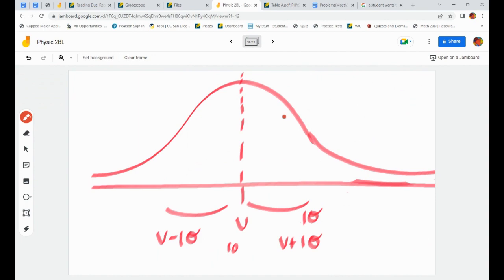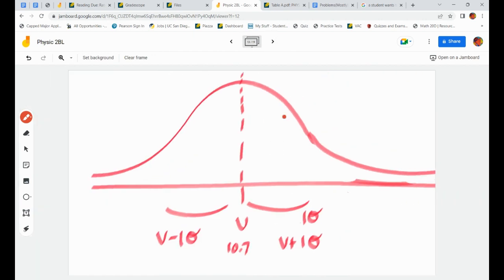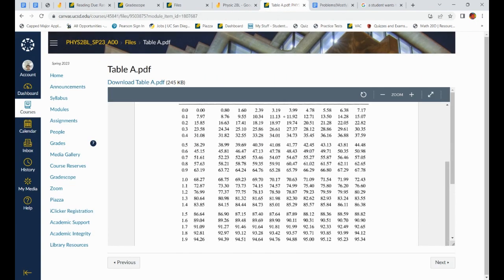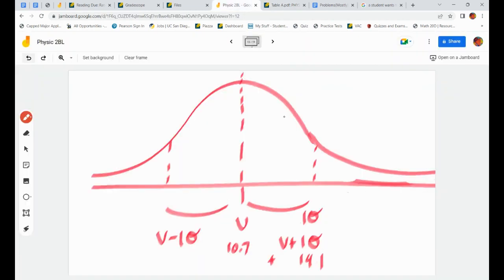10.7. Then the standard deviation is, what was it again, 3.4? So this is plus 3.4, so it's like 14.1. And then obviously that's minus, and that's one standard deviation. If it's one standard deviation by the bell curve, this should be 68% inside. And we can determine by this table what t value would correspond to what value should.